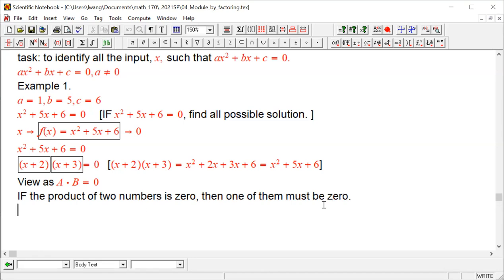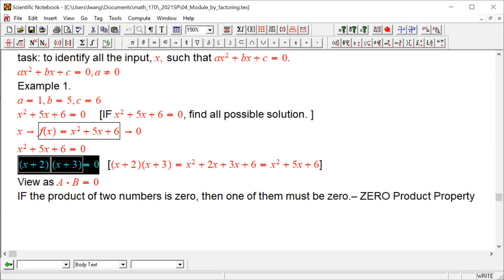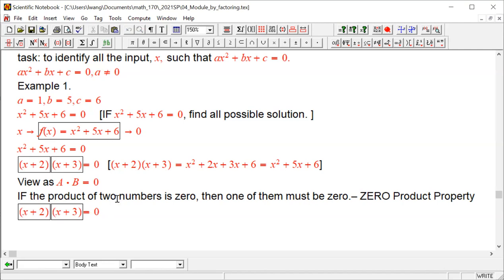This property is called the zero product property. If you look it up in any literature, that's what it is called. Using the zero product property, we can get to the next steps. So either x plus 2 is 0 or x plus 3 is 0.